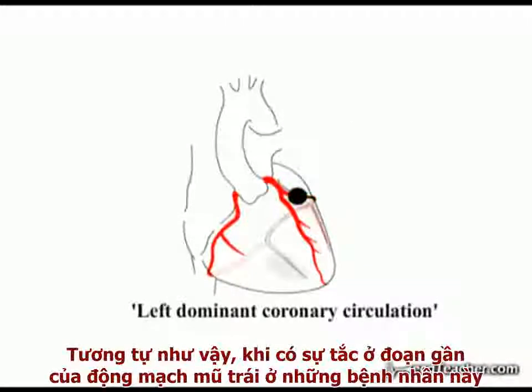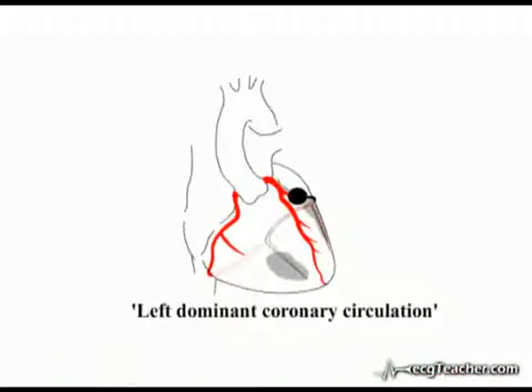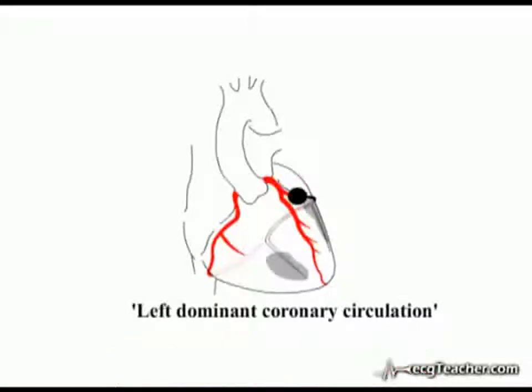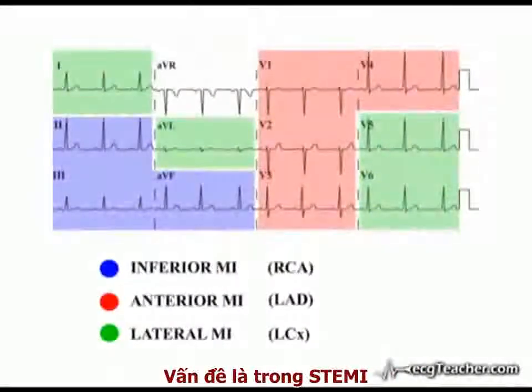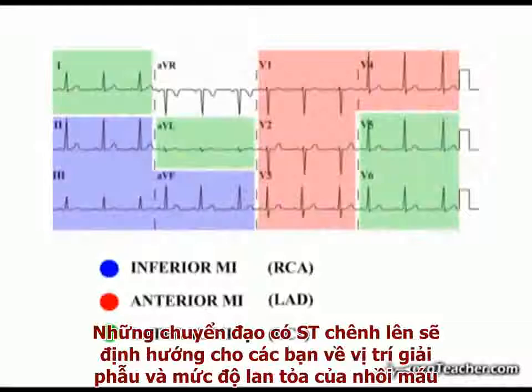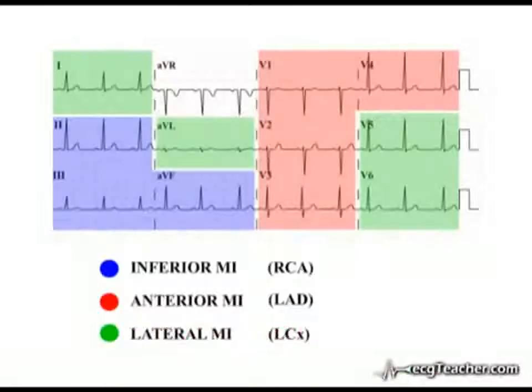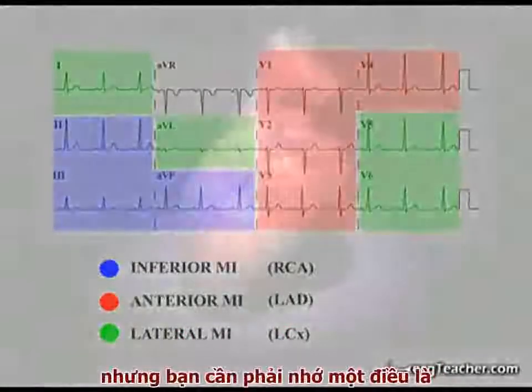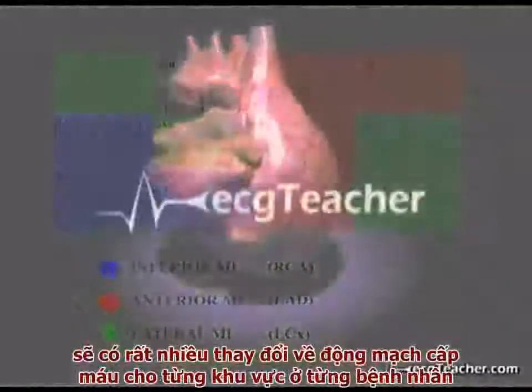Equally, proximal obstruction of the circumflex in such an individual will produce ST elevation in both the inferior and lateral leads, and infralateral MI. The point is, in ST elevation MI, the leads in which ST elevation is present give you a good guide to the anatomical location and extent of the infarction. The artery responsible for infarction of the territory affected can usually be inferred, but there are well recognized variations in supply between individuals.